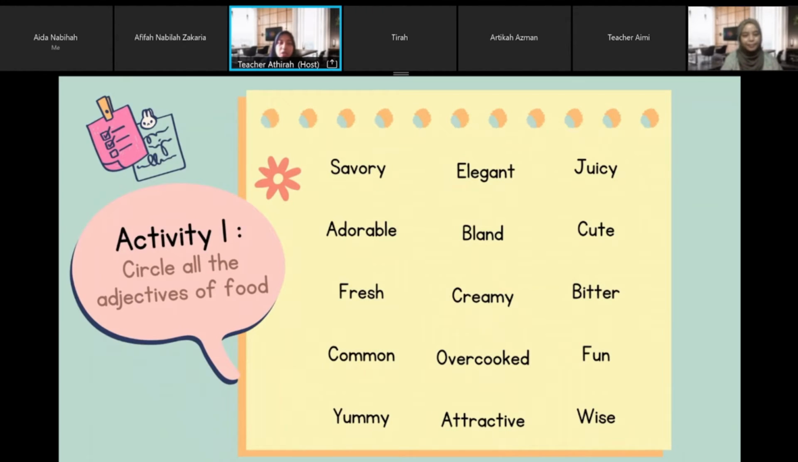We are going to do an activity to test your understanding of adjectives. The activity is that you are going to circle all the adjectives of food. Remember I said just now, with an adjective you add extra information before the noun. So you are going to circle all the adjectives. I will allow you to annotate. I think you can annotate now. You can circle all the adjectives of food. What do you think?